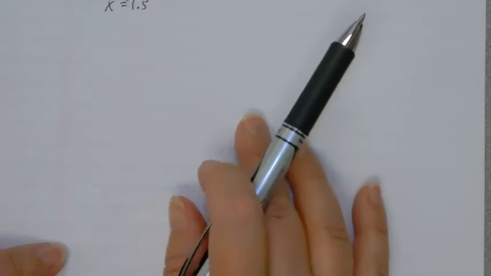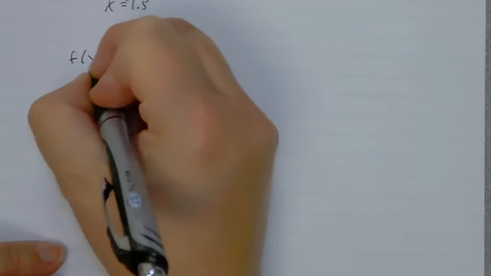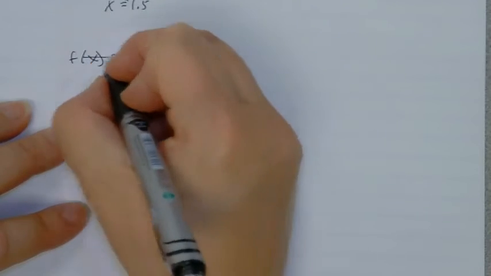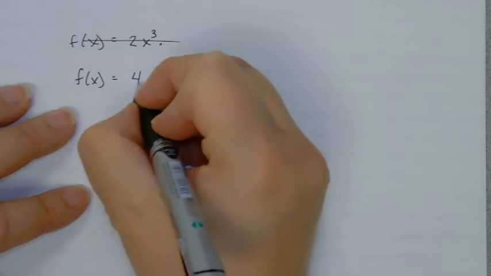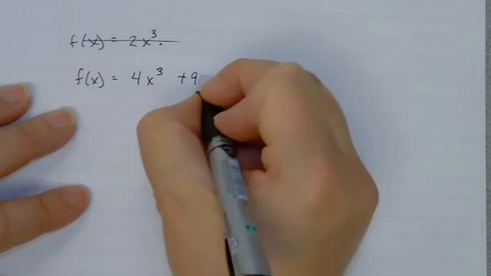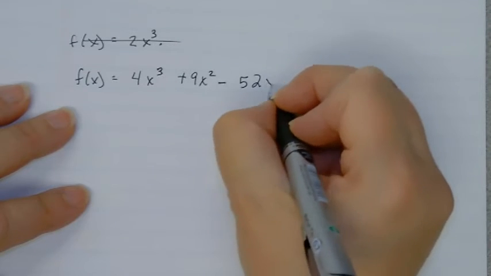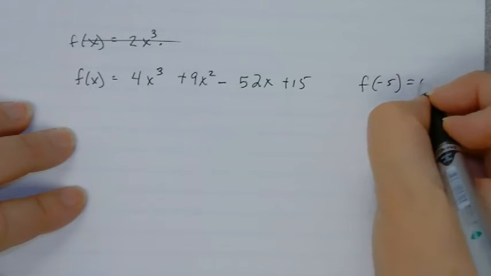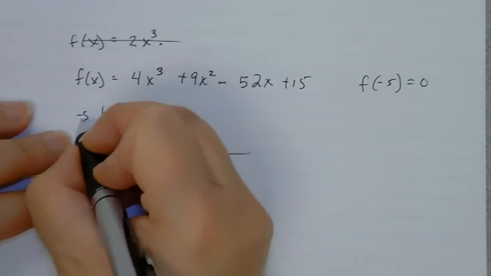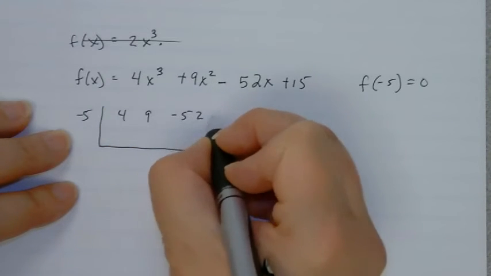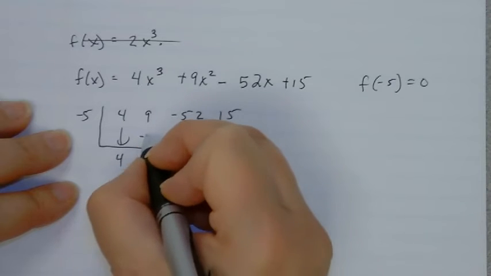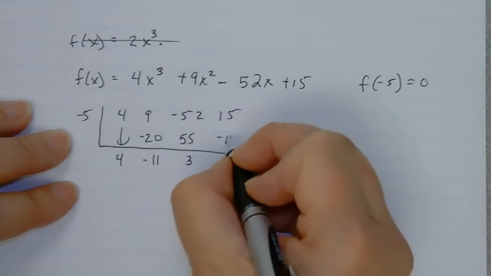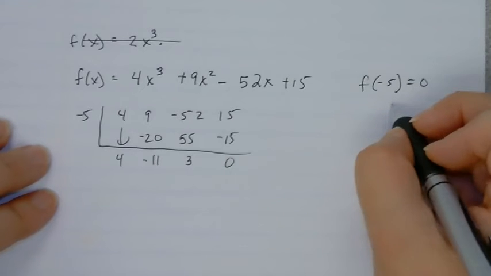Let's do one more problem here. F of x equals 4x cubed plus 9x squared minus 52x plus 15. And I know that the first 0 is at -5. So that's why I'm going to start with synthetic division. Bring down the first number, multiply, add, multiply. So yep, -5 is a 0.